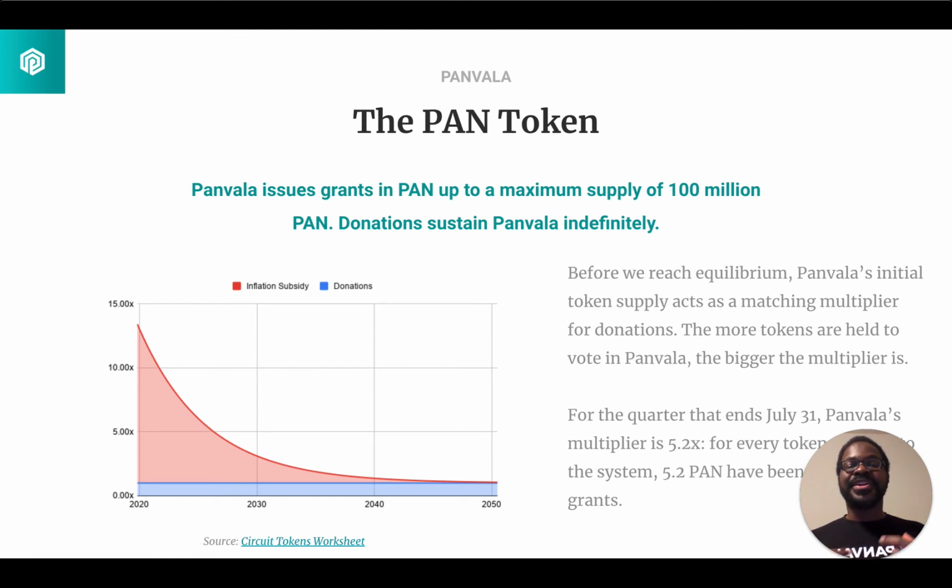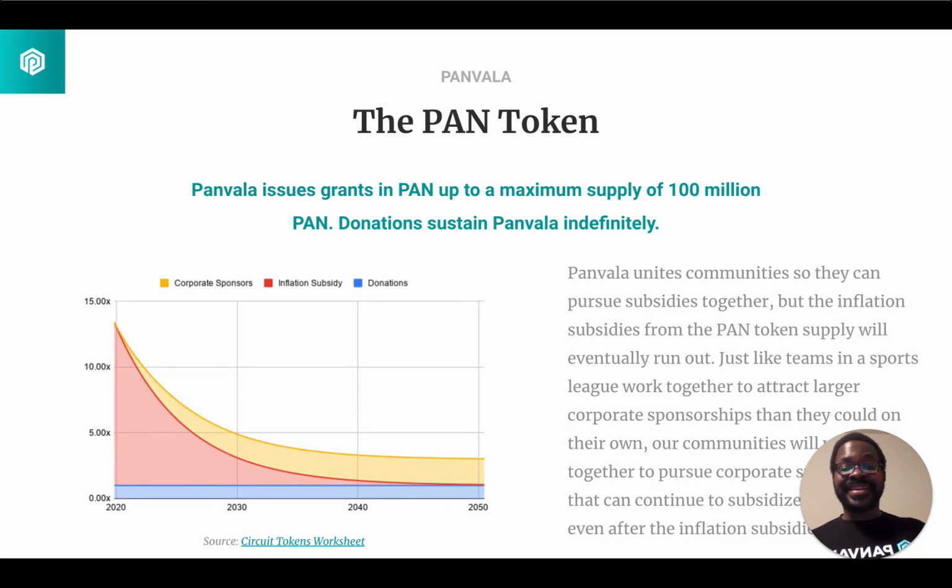What we're trying to build together is a perpetual endowment for any community to plug into. So we have to keep subsidizing our communities in perpetuity. So the idea is to ramp up corporate sponsorships over time. So we're starting with inflation subsidies where we match donations from the new supply. And then we build up corporate sponsorships where they're making donations that provide those subsidies instead.